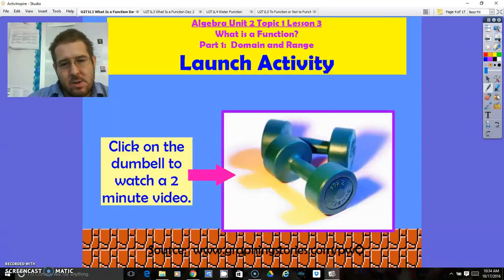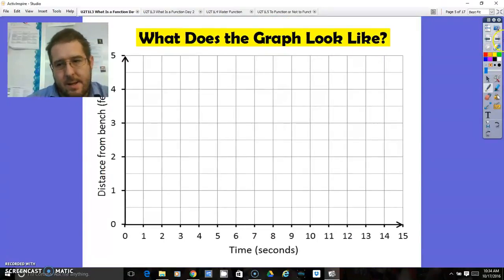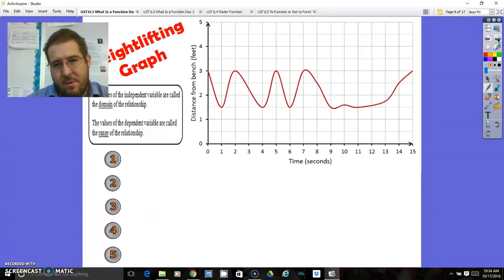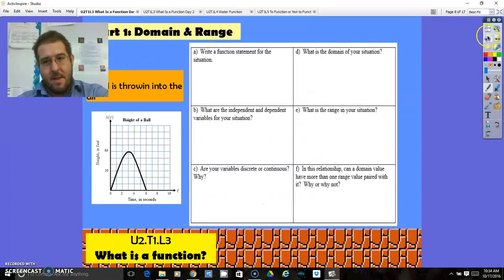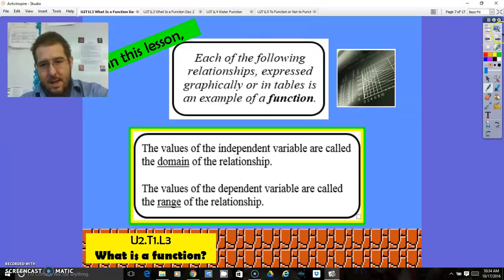So once again, I told you that today's lesson starts off with an activity that gets you thinking about what a graph would look like, what is domain, what is range, what does it look like when you're looking at a graph. That's what's important. That's what we're trying to get here.